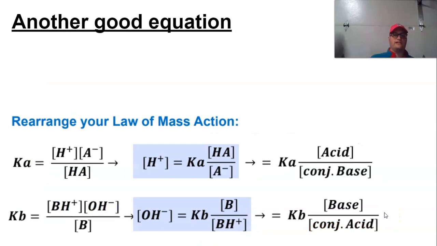Another way of looking at these, again, rearrange your law of mass action. If we have our equilibrium constants, in order to solve for hydronium and hydroxide, we can move our Ka values around and plug them in there. And that's, again, our acid over conjugate base, base over conjugate acid. Again, could be helpful in different situations.